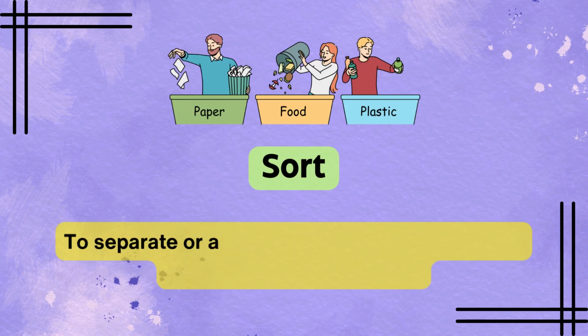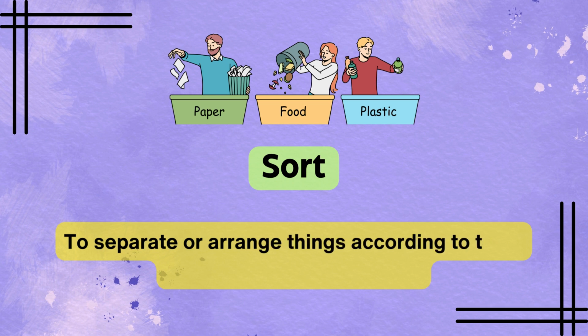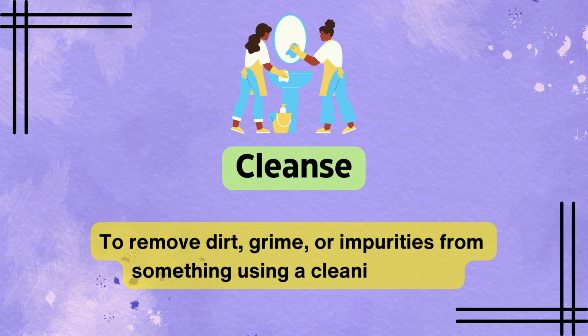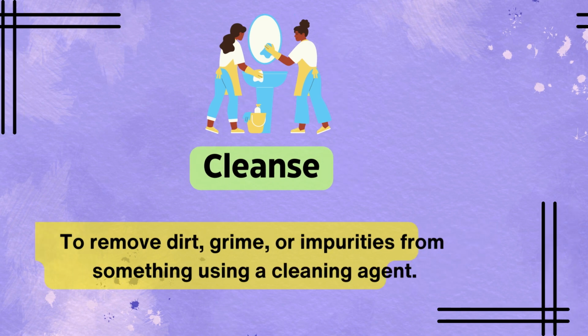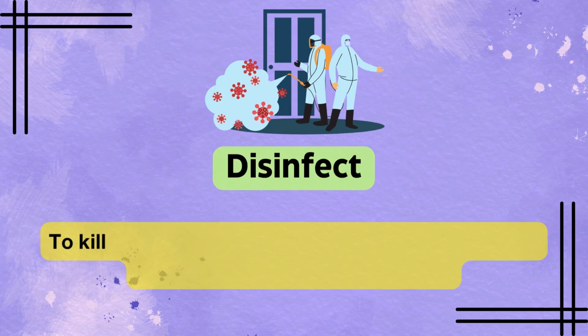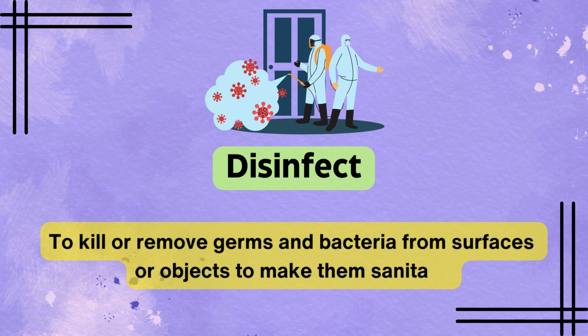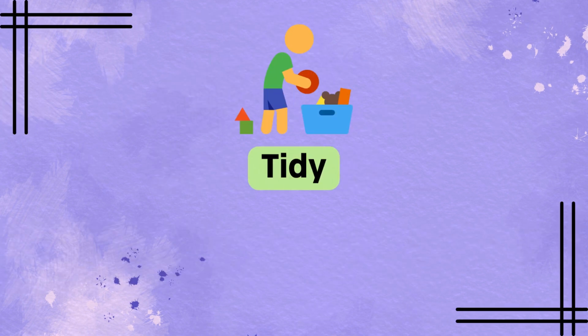Sort. To separate or arrange things according to their type, category, or purpose. Cleanse. To remove dirt, grime, or impurities from something using a cleaning agent. Disinfect. To kill or remove germs and bacteria from surfaces or objects to make them sanitary.